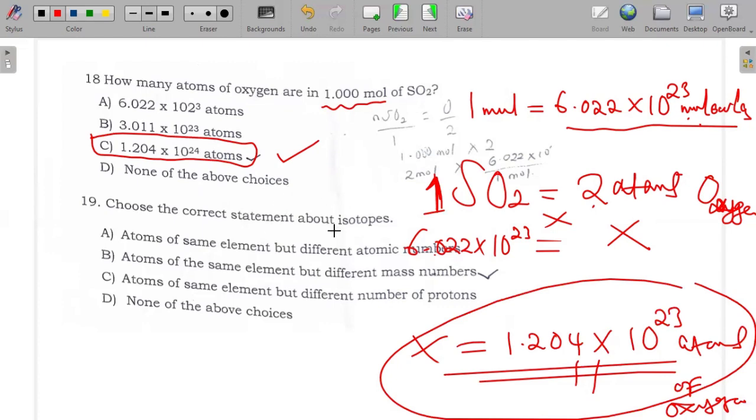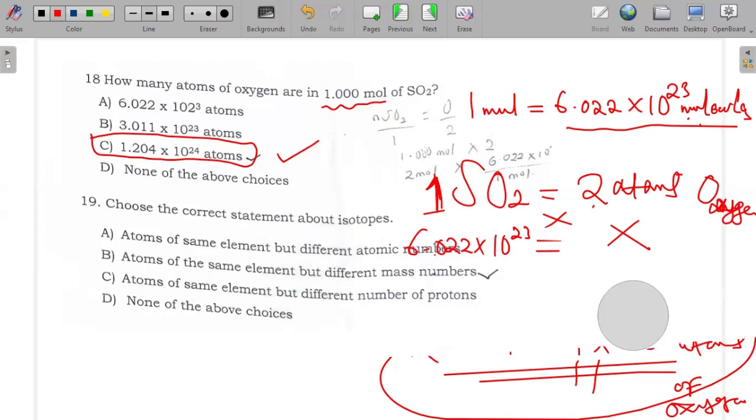Let's look at question 19 now. Let's look at question 19. So question 19, what are they saying? Let me erase this.